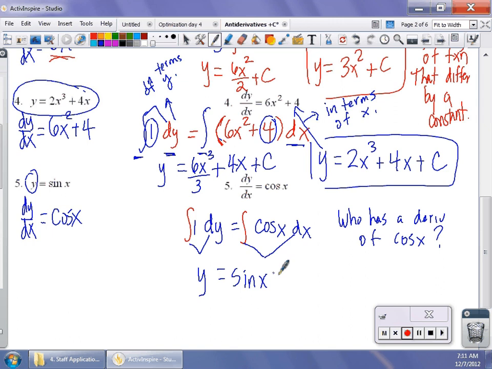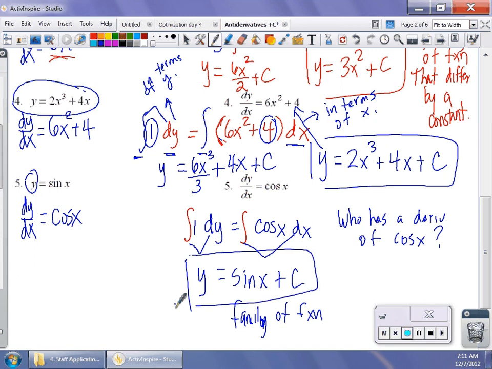Don't forget your plus c, which is your constant of integration, because we're generating, I want to keep drilling home, a family of functions that share the same derivative but differ by a constant. And so my original function is y equals sine x plus c.